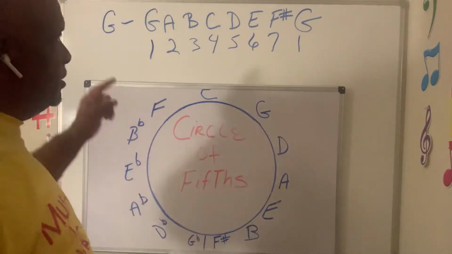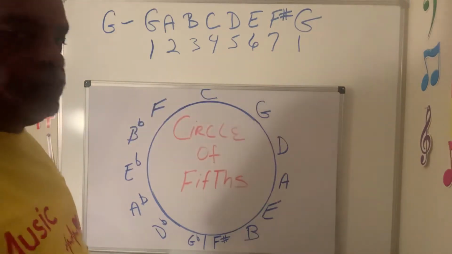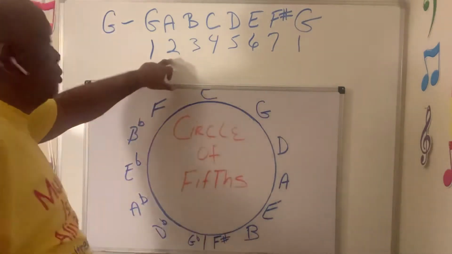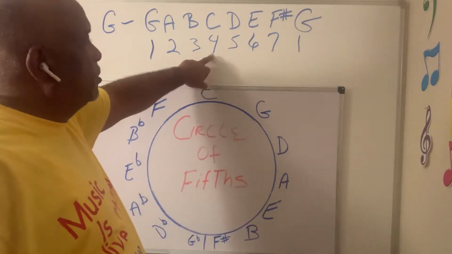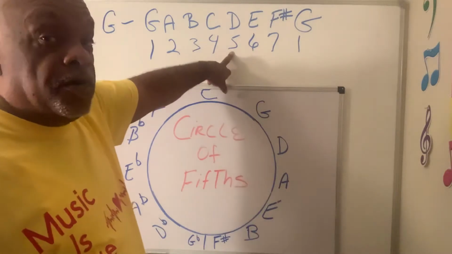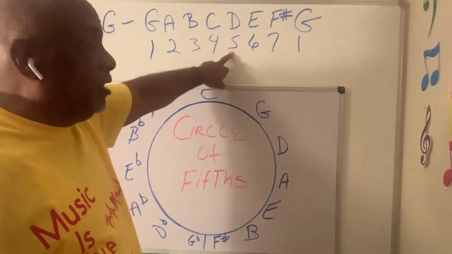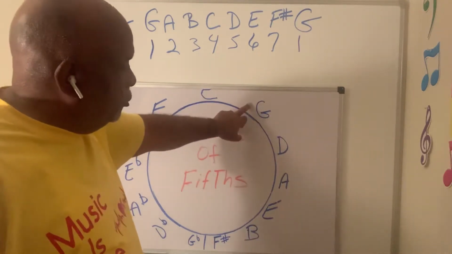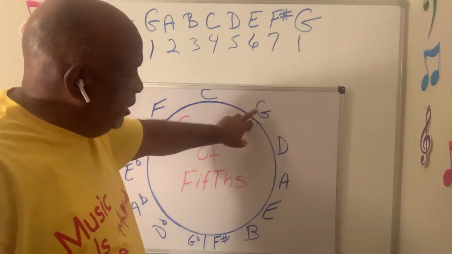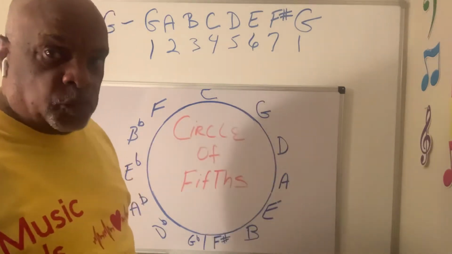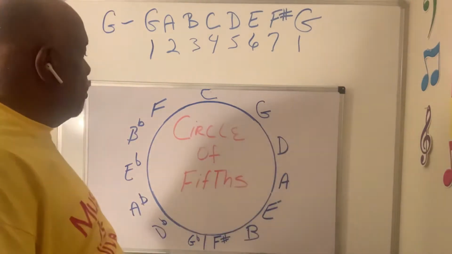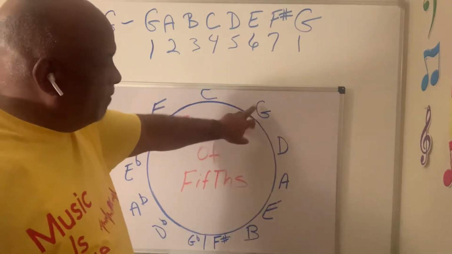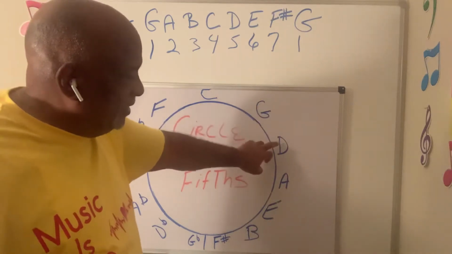So now, what is the 5 of G major? G is the 1, A is the 2, B is the 3, C is the 4. The 5 of G major is D. So we have C, the 5 of C is G, and the 5 of G is D. We're going in a circle of fifths. One more time, the 5 of the key of C is G. The 5 of the key of G is D.